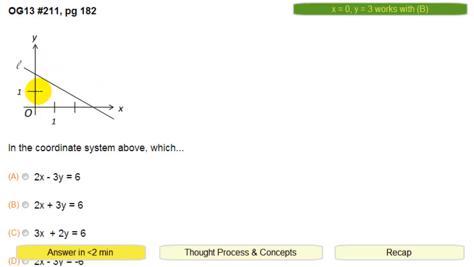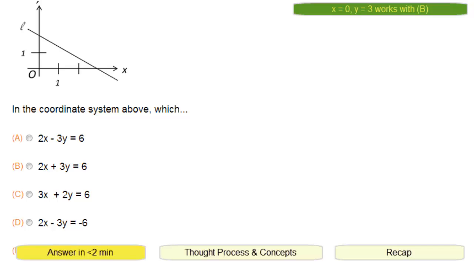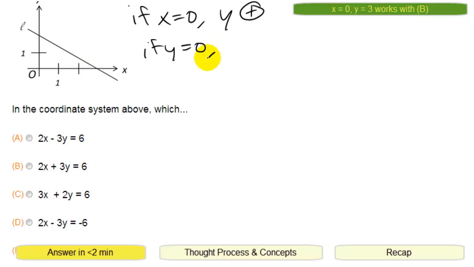For 211, we're given this line, and then we're asked what's the equation, based on these answer choices that we have. And so what can we do with this situation? Well, there are a few things that we know. If x equals 0, then y is positive. If y equals 0, that means we're on the x-axis, then x is positive.